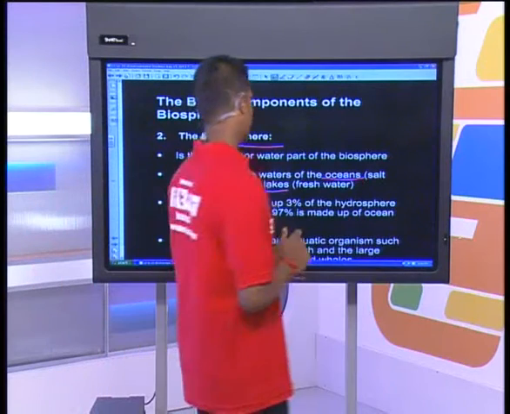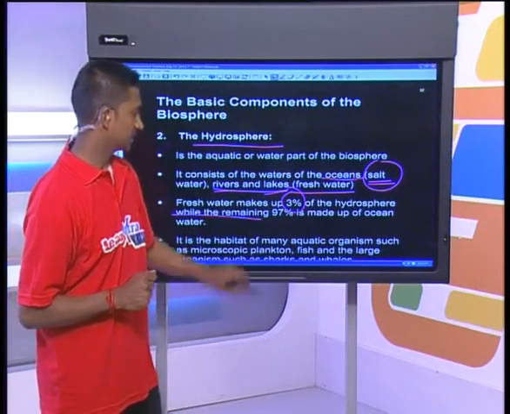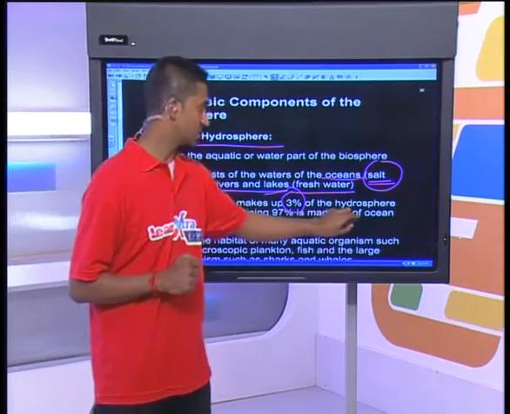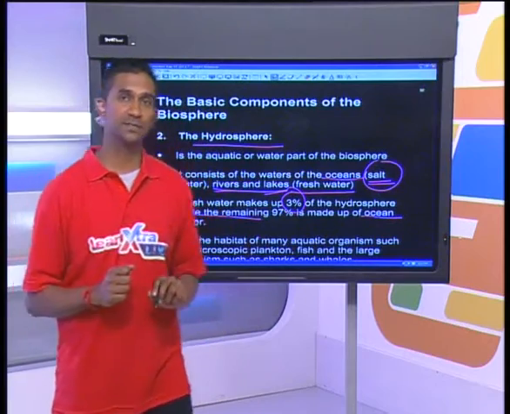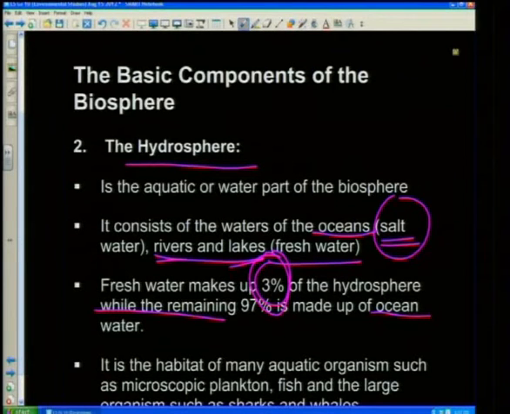When we look at the ocean, this supports the aquatic organisms that survive in a marine environment, meaning that they live in water that is salty, whereas we've got freshwater organisms that survive in water that is found in rivers and in lakes and your dams, etc. Okay. The freshwater makes up only 3% of the hydrosphere, whereas the remaining 97% is made up by the oceans. Okay. And what is interesting about this point is that we humans rely on this 3% for our existence.